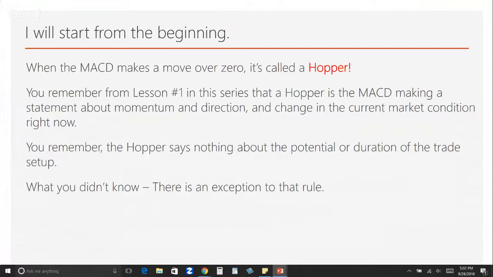When the MACD makes a move over zero, it's called a hopper, you should have this down by now. And you remember from lesson number 1 in the series that the hopper is the MACD making a statement about momentum and direction and about change in the current market condition that's happening right now. You remember the hopper says nothing about the potential or duration of the trade setup. It's just a signal about change, momentum, direction, might be a good time to trade. But what you don't know is there's an exception to that rule.